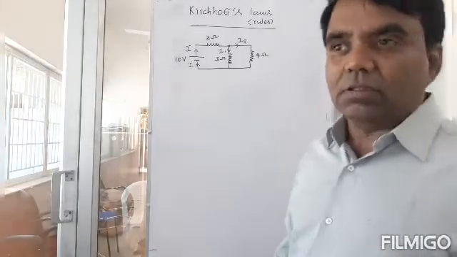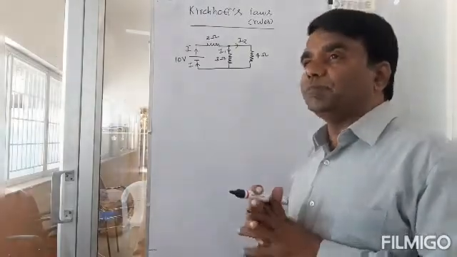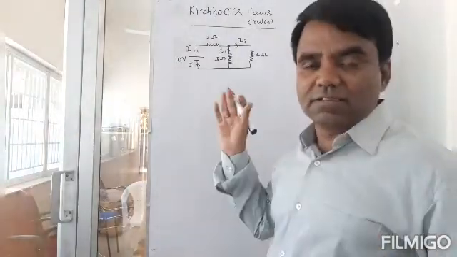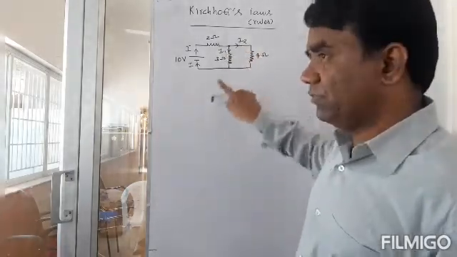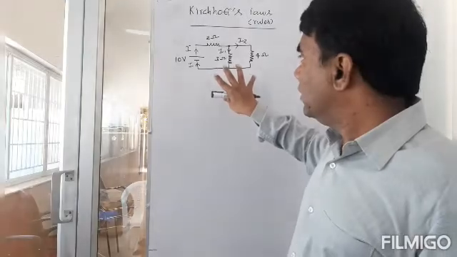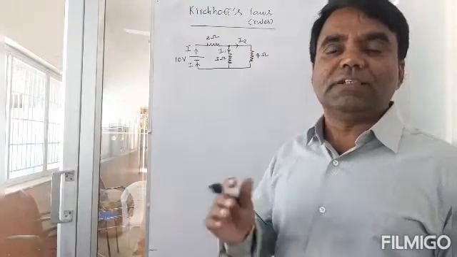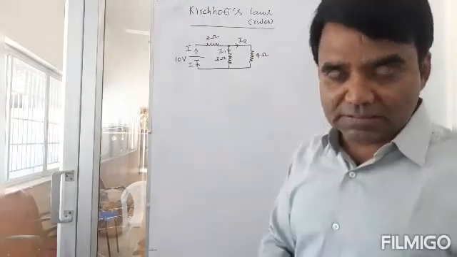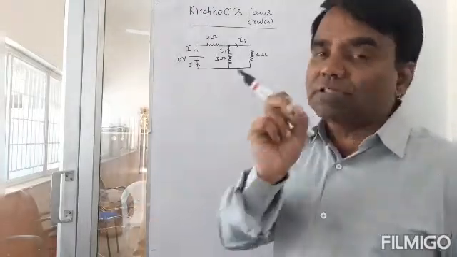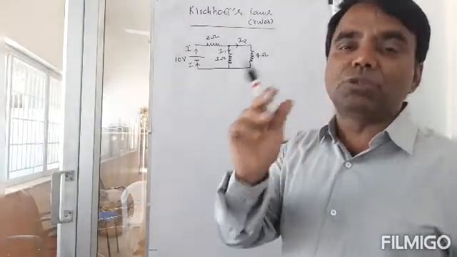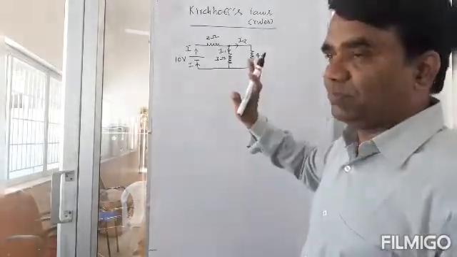See, the direction doesn't matter. You don't have to correctly guess the direction. Doesn't matter at all. If a direction is wrong, when you solve the equations you would get a negative number for the current. If you get a negative number for the current, it means that the direction you have chosen is wrong. The value of the current is all right, but the direction you have chosen is wrong. So in that case, you have to come back and change the direction, that's all, finally.